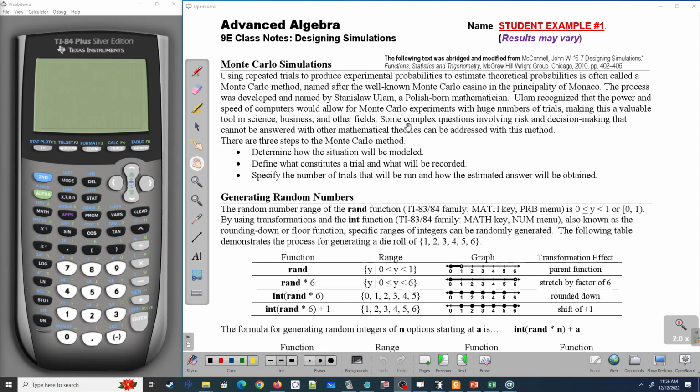Now, a Monte Carlo simulation uses repeated trials to produce experimental probabilities to estimate theoretical probabilities. And it's used because there are some complex questions involving risk and decision making that cannot be answered with other mathematical theories, but can be answered using a Monte Carlo simulation.